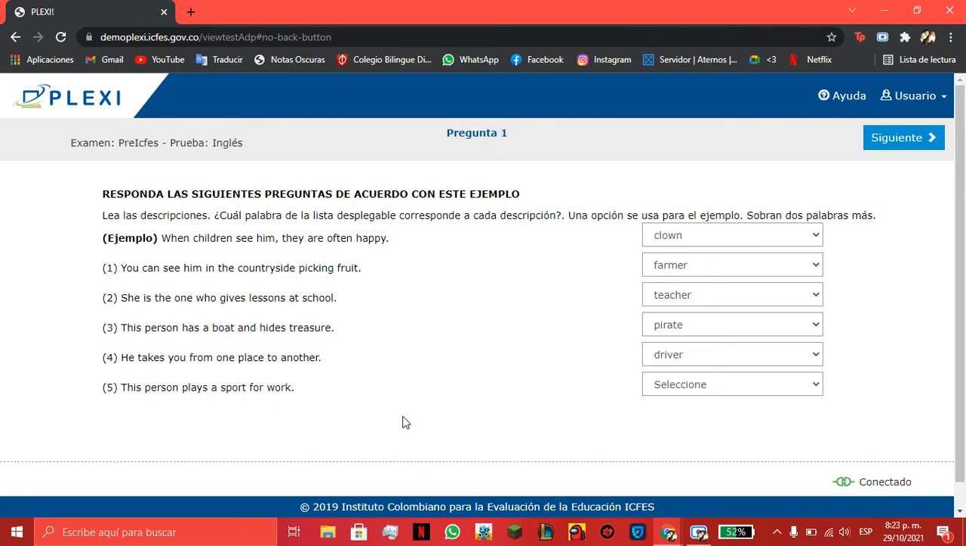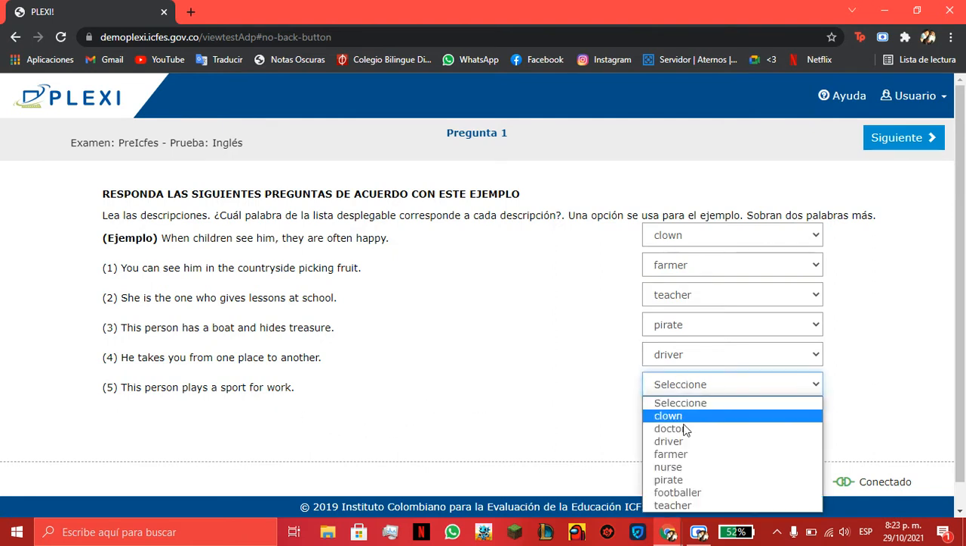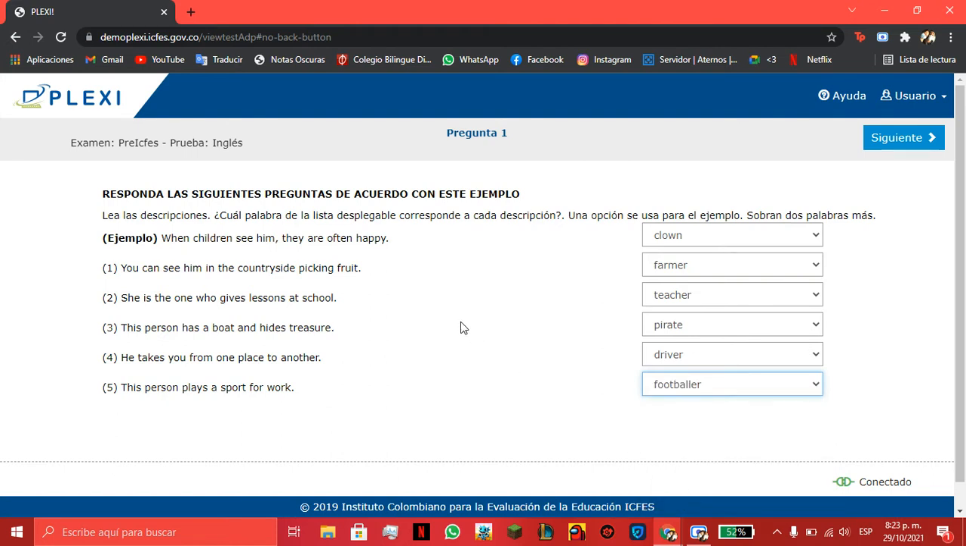And the fifth one, this person plays a sport for work. Here, the right answer is footballer, because it comes from football, the sport, and obviously they play that sport in a professional way, and that's why they play it as work, because they live from that income of playing soccer or football.